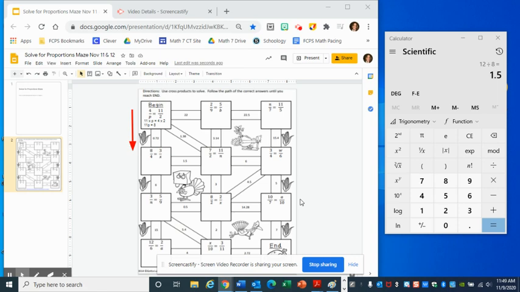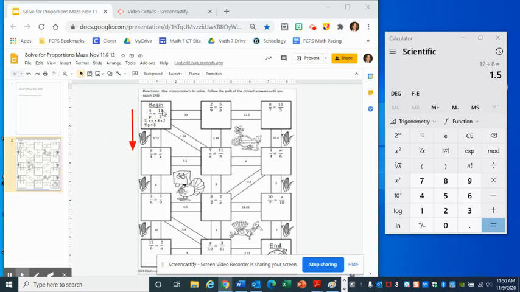So I'm going to be showing you how you're going to be solving and completing this assignment, the Solve for Proportions maze. And you can also use these skills from Google Slides on other assignments then too. So what I need to do is solve for each of my variables.